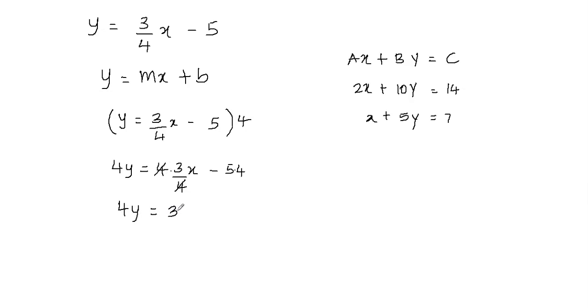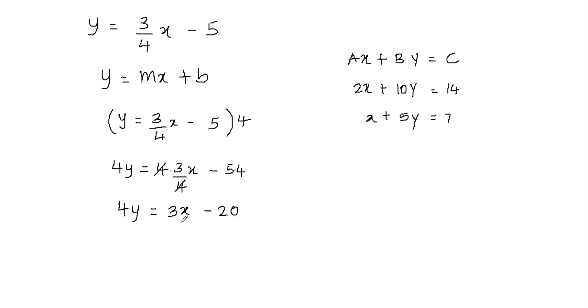We just have 3x here left, and then minus 5 times 4 is going to give me 20. Now you see that in the standard form, we have the x and y variables on the left-hand side and the constant term on the right-hand side. That means we need to bring this x variable on the left-hand side. My y is already on the left-hand side, but I need to move my x variable on the left-hand side as well. That means I need to eliminate it from here.